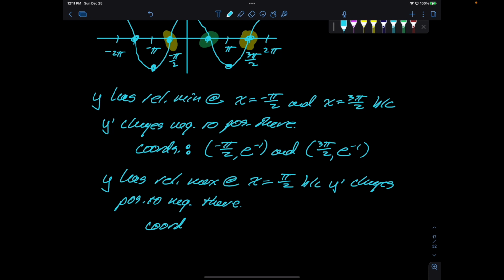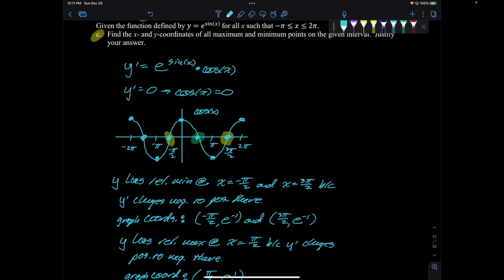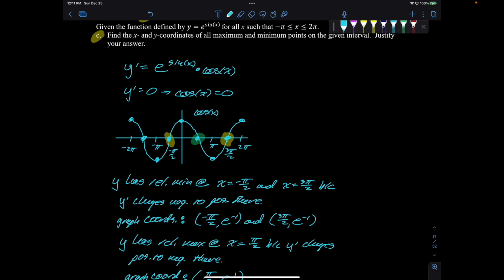Coordinate. I guess this should be like graph coordinate or something. I don't want people to think that it's the coordinate on the derivative, right? So graph coordinate is pi over 2, and then it's e to the sine of pi over 2. The sine of pi over 2 is 1, so e to the first. There you go.